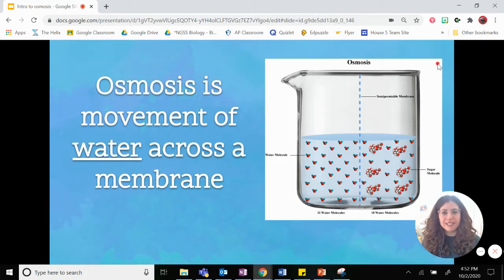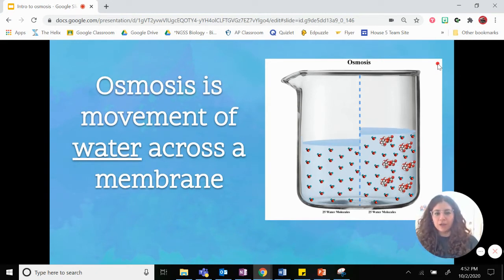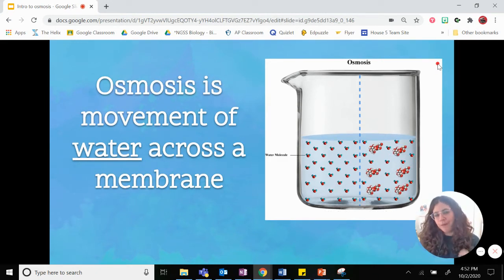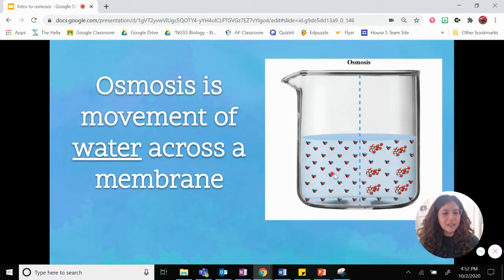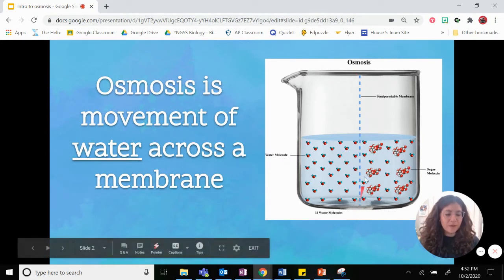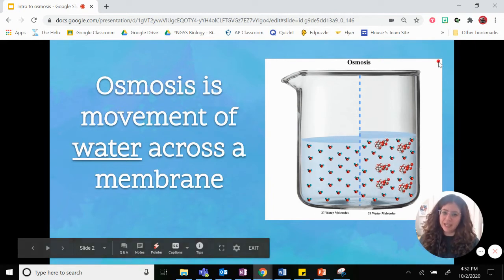So osmosis is the movement of water across a membrane. The membrane part there is key. So osmosis could be something like here, we have a beaker of water and we can see these little water molecules moving across this membrane, which is represented as a dashed line.